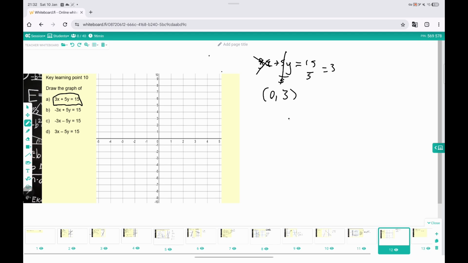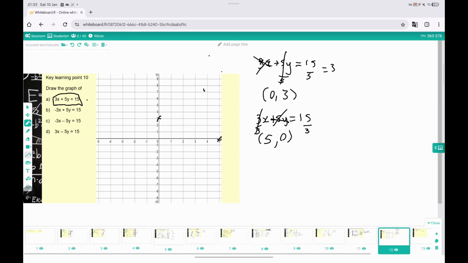Okay, then we pick a coordinate where y is 0. We do this equation solving again, but obviously if we know that the y coordinate's 0, then 5y is worth nothing. So when the y coordinate's 0, we've just got 3x equals 15. We solve that equation by dividing both sides by 3. So we get x equals 5 on this occasion, because 15 divided by 3 is 5. So we now get 2 coordinates we know are on that line graph: 0 across 3 up, which is here, and 5 along 0 up, which is here.